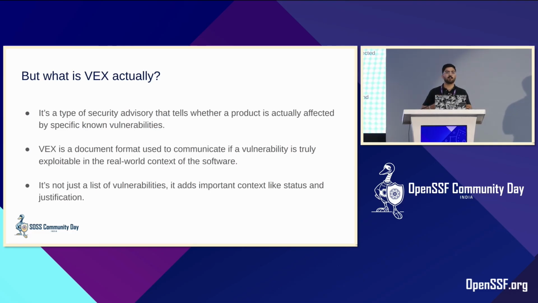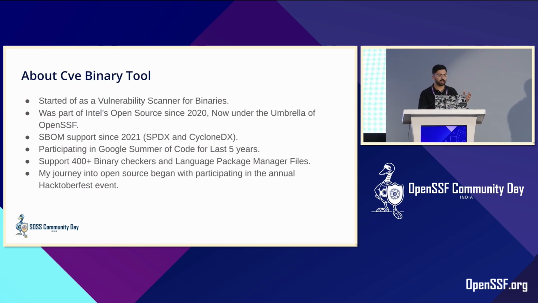Even when I started learning about VEX, I used to think that VEX is nothing but a list of vulnerabilities. But that is essentially missing the whole picture. A list of vulnerabilities won't tell you, if this vulnerability is affecting my product, how is it affecting? And if it's not affecting, why is it not affecting? So that gives you a complete picture regarding your vulnerability data.